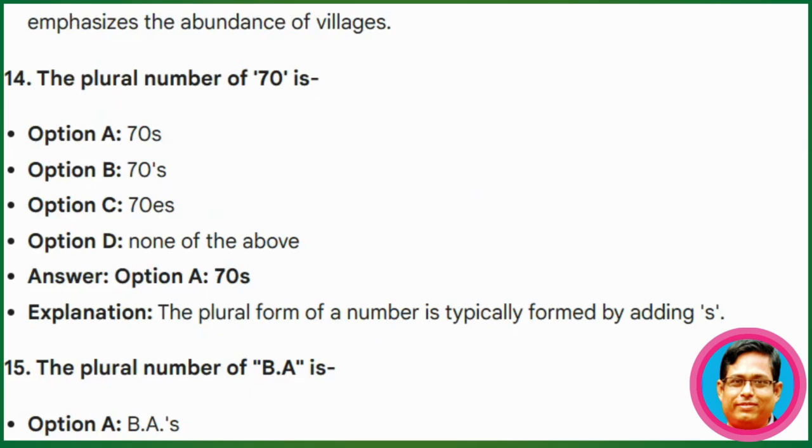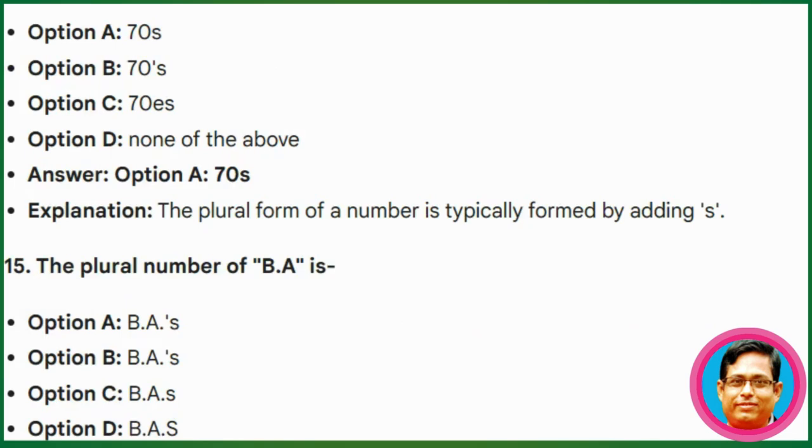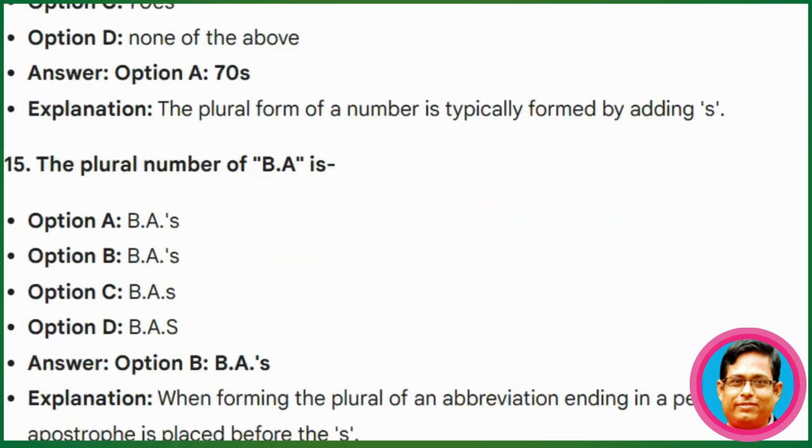14. The plural number of 70 is option A, 70s, option B, 70s, option C, 70s, option D, none of the above. Answer, option A, 70s. Explanation, the plural form of a number is typically formed by adding s.